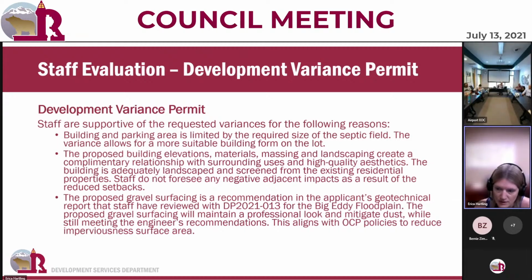The proposed gravel surfacing will maintain a professional look and mitigate any dust and address all of the engineer's recommendations. This also does align with some of the OCP policies that state that the parking should reduce impervious surface area.